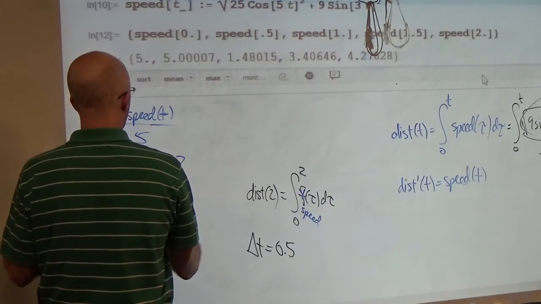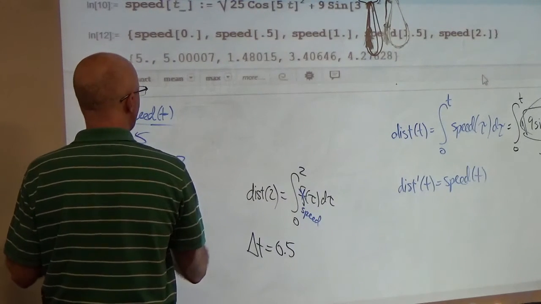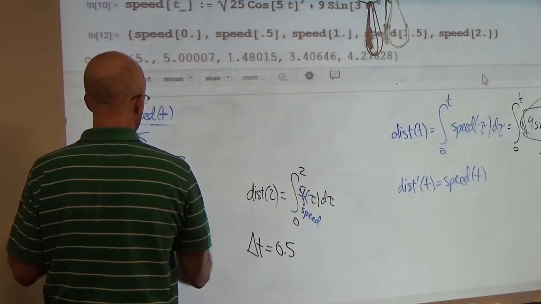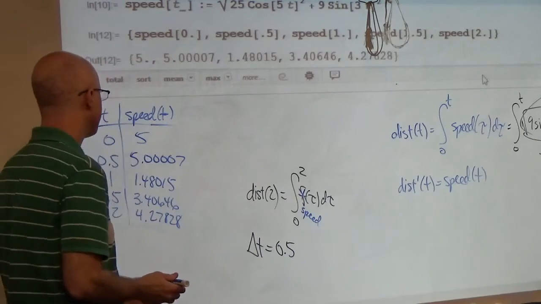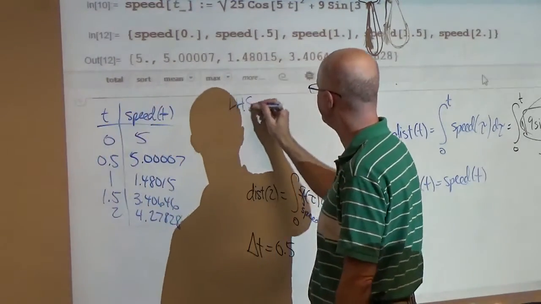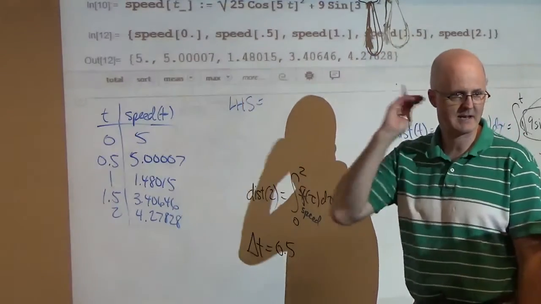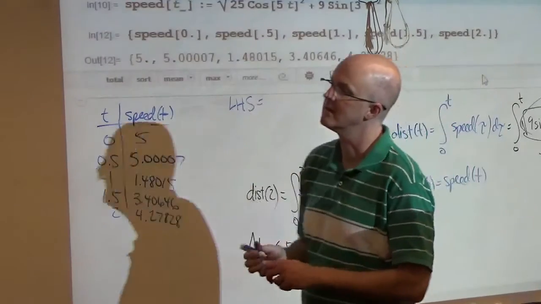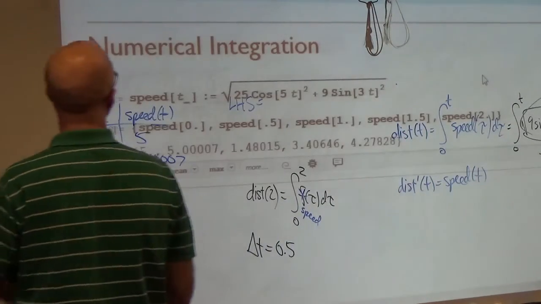5.00007, 1.48015, 3.40646, 4.27828. The left-hand sum, I take the left-hand endpoints of each subinterval. Back up the picture there.